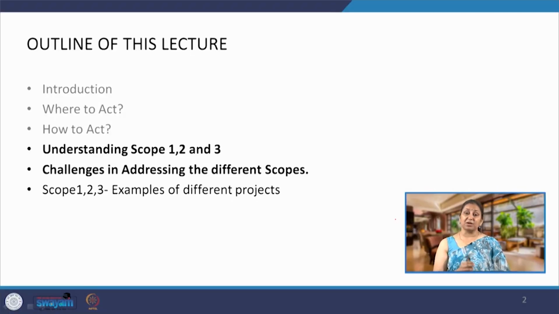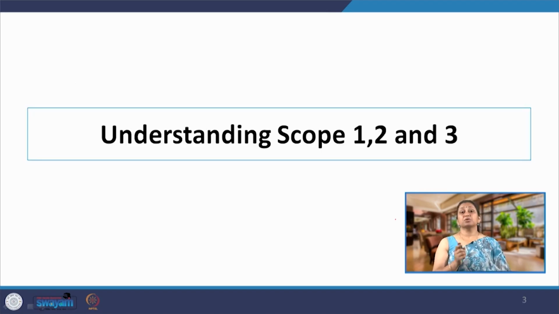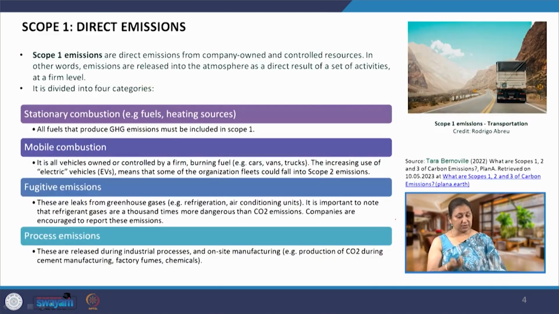So, in this particular lecture we are continuing the previous discussion and going forward with defining clearly which emissions fall in scope 1, 2 and 3. And then we will also understand the challenges in addressing these different scopes. Today we will cover this much, and then continuing with the same topic we will go forward to the last lecture of this week 3, where we will look at the examples of scope 1, 2 and 3 projects. So, starting with understanding scope 1, 2 and 3 emissions in this lecture today.